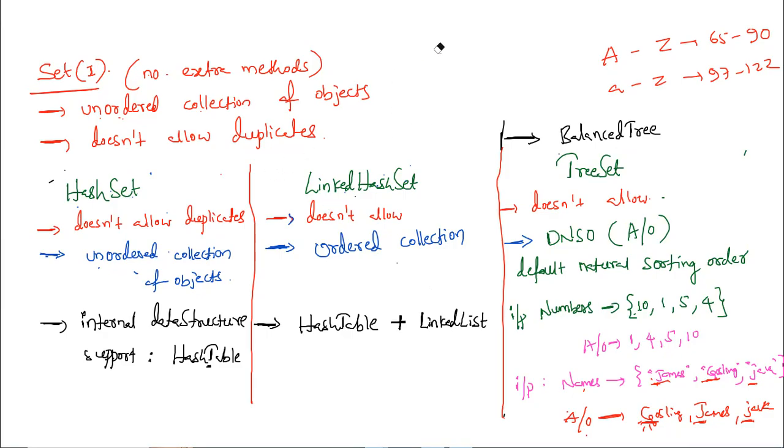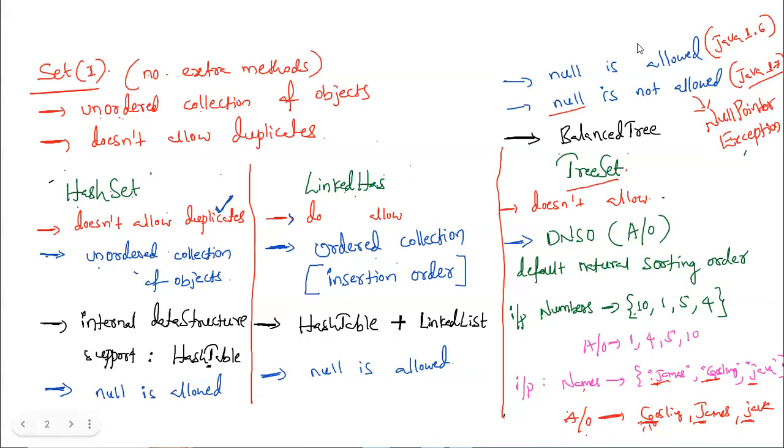And one last point from my end before we go for the discussion of programs. So here, what is the meaning of this ordered collection? Which order? Insertion order. However the programmer gives the values, in the same way those objects will be stored in the collection. When it comes to HashSet, null is allowed as a one-time value. And when it comes to LinkedHashSet, null is also allowed only one time.